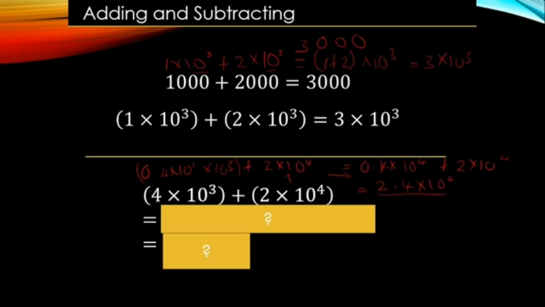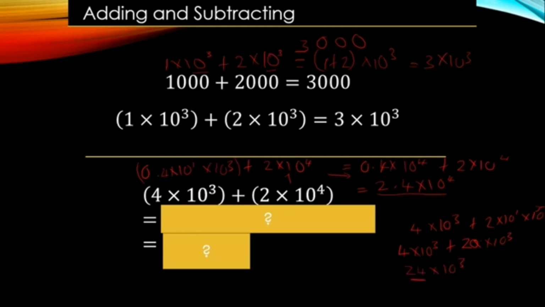Obviously, of course, you can choose to convert both of these numbers to the power of 3. For example, what we'll do is 4 times 10 to the power 3 plus 2 times 10 to the power 1 times 10 to the power 3, okay? So here it will be 4 times 10 to the power 3 plus 2 times 10 gives us 20 times 10 to the power 3. Then it will be 20 plus 4, which is 24 times 10 to the power 3.